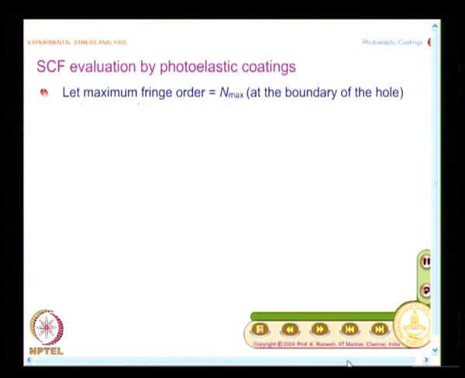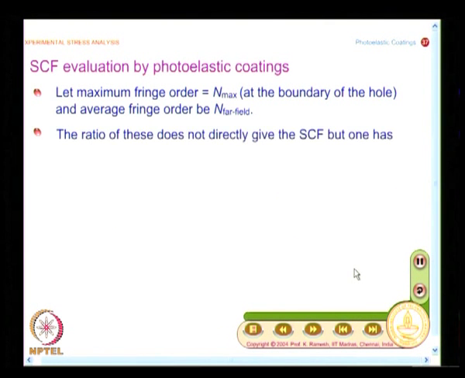However, when we go and do the SCF evaluation, that is what I said, when I want to find out the stress concentration factor, photoelasticity is a very simple approach to find out stress concentration factor. And what we need in transmission photoelasticity is, you need to find out n max and n far field, and their ratio directly gives you the stress concentration factor. But in view of the Poisson's ratio mismatch, you have to modify this expression slightly. So, that is what you see here.